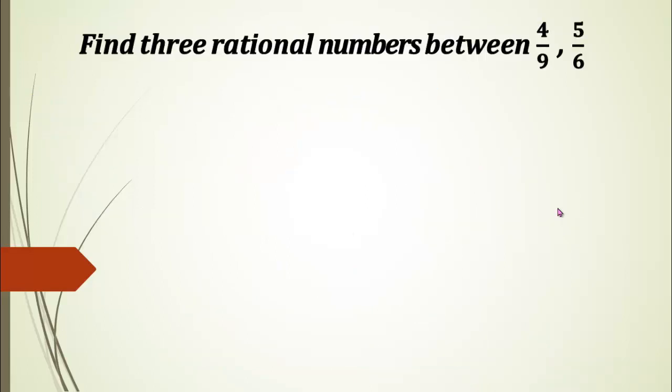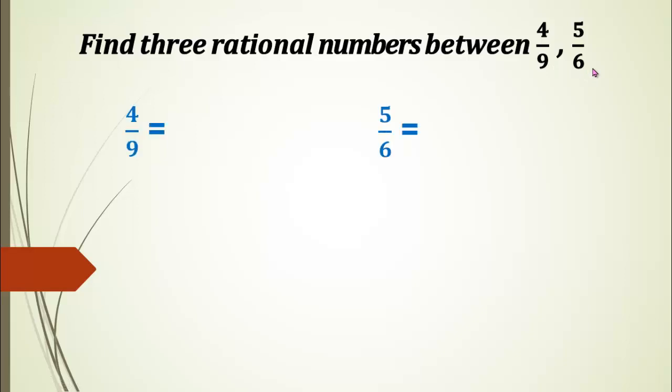I want to find three rational numbers between 4 over 9 and 5 over 6. Let's look at our numerators and our denominators. They are different, so what should I do? Simply, go to the denominators. What is the number that I can find in timetable 9 and also in timetable 6? Simply, it's 54. 9 times 6 is equal to 54 and 6 times 9 is equal to 54.